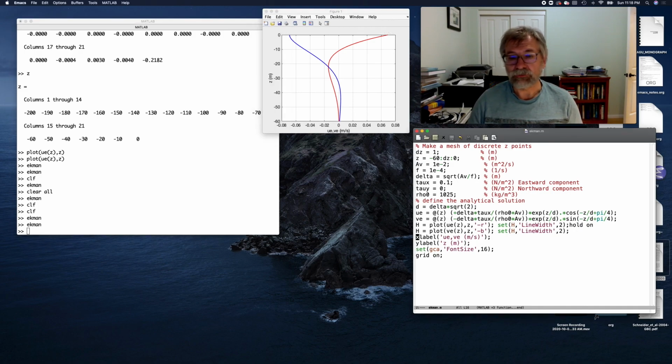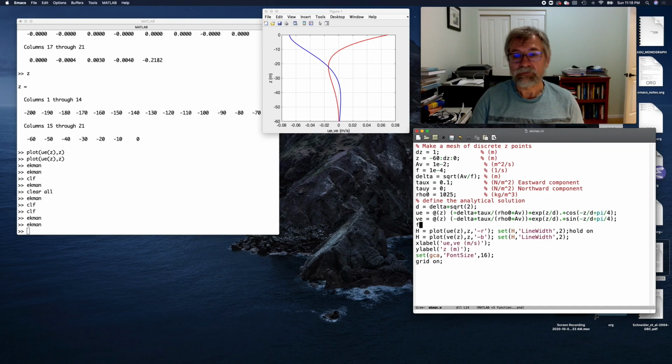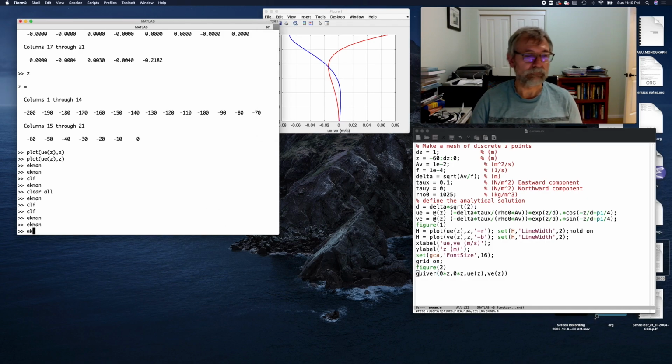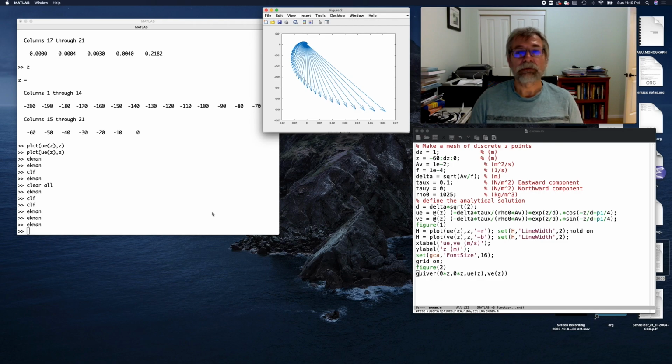Okay, and then in figure 1, and then figure 2, let's plot the spiral. So figure 2, quiver 0 times z, 0 times z. I don't know if this works. UE of z, VE of z. Let's try that. Right, that looks good.